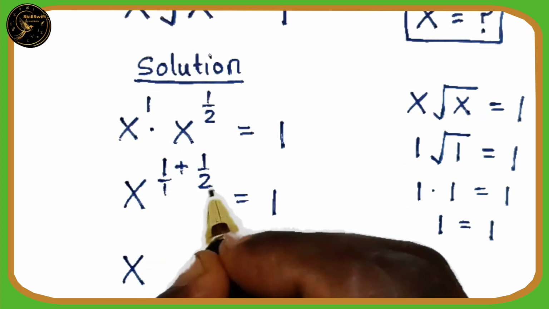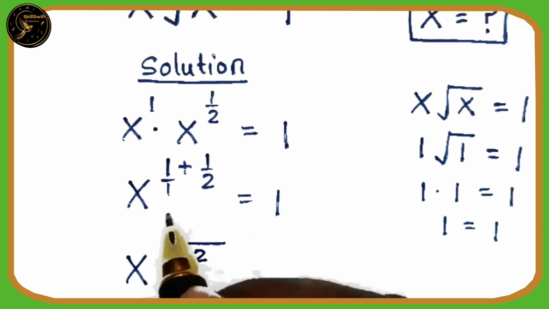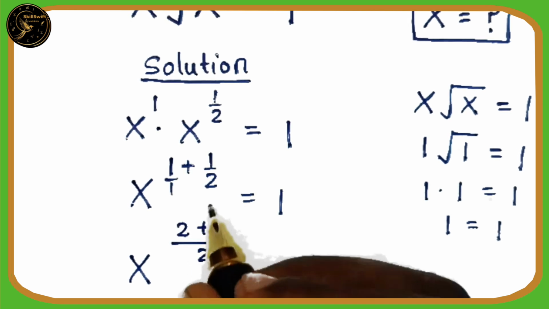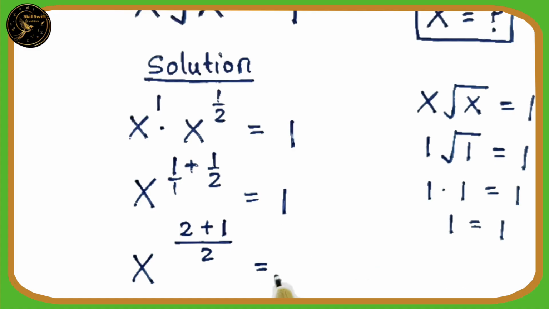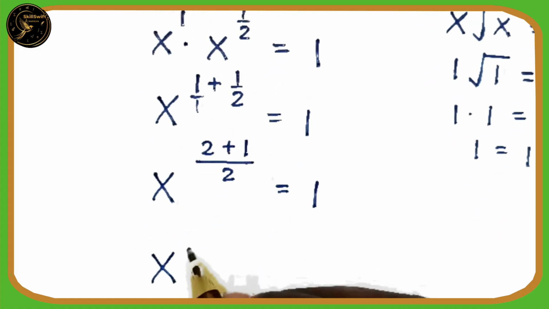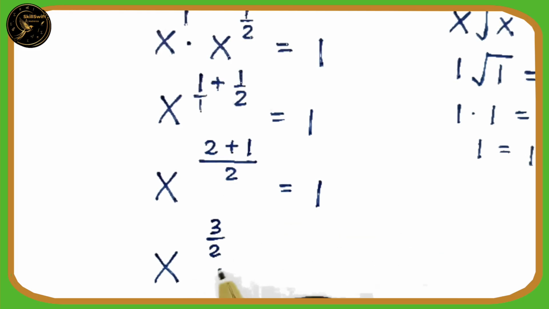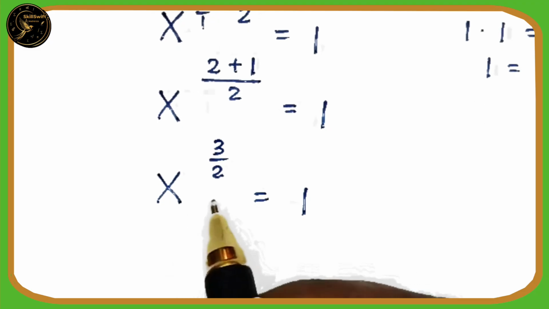Then it will be x to the power of 1 over 1, and the sum of 1 and 2 is 2, so over 2. Then 2 divided by 1 is 2, 2 times 1 is 2, plus 2 divided by 2 is 1, 1 times 1 is 1. Then it will be x to the power of 3 over 2, equal to 1.